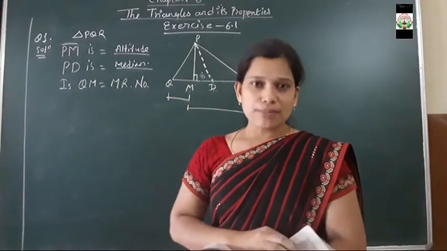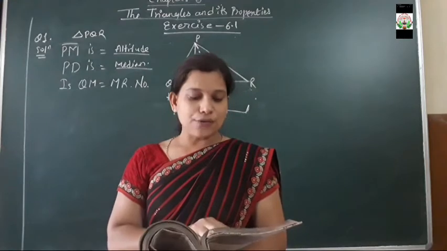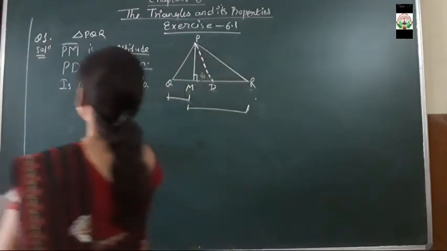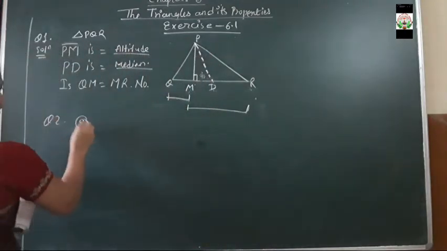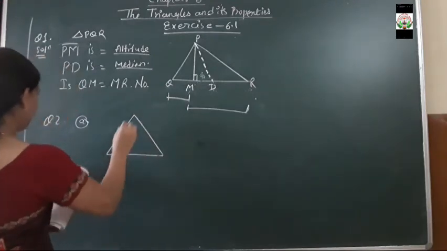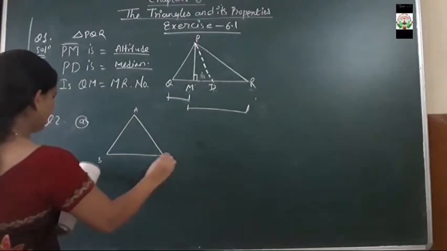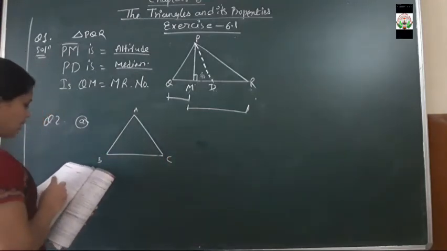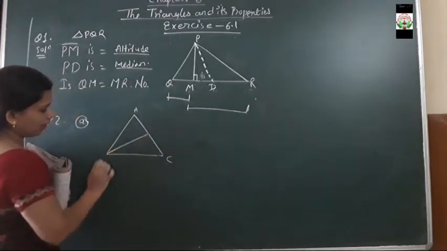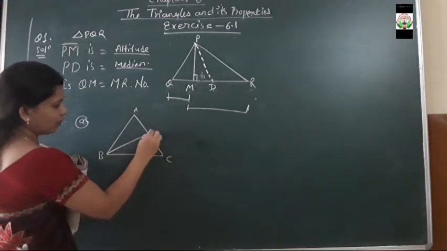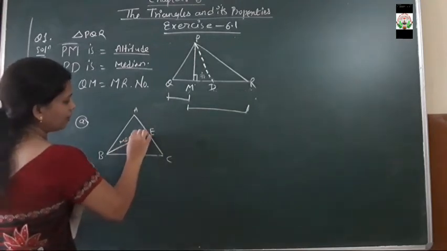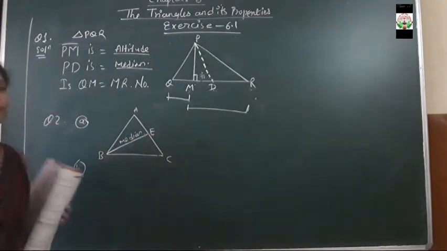Now moving towards question number 2. Draw a rough sketch for the following. In triangle ABC, BE is a median. So dear students, for question number 2 we have to draw a rough sketch. Here is the triangle ABC and BE is a median. Median means a line segment joining the vertex B to the opposite side AC. So here BE is a median. This kind of rough sketch will be there for question number 2, B part.